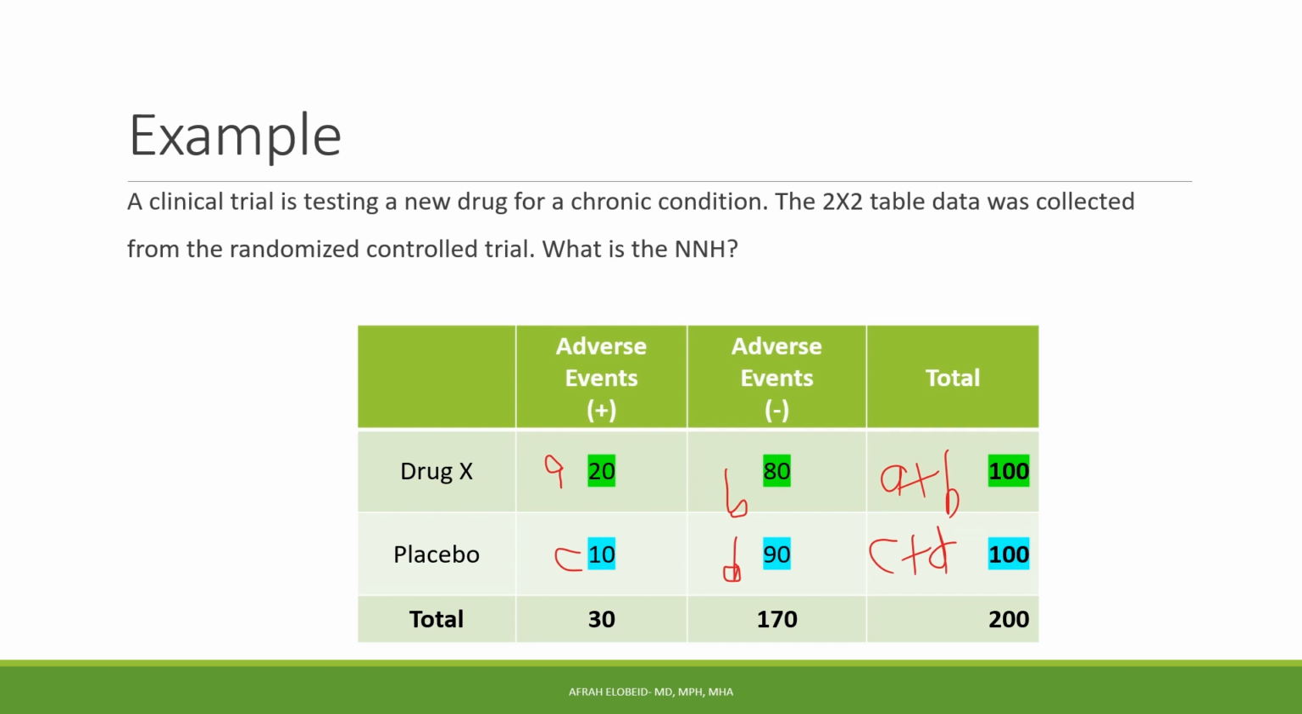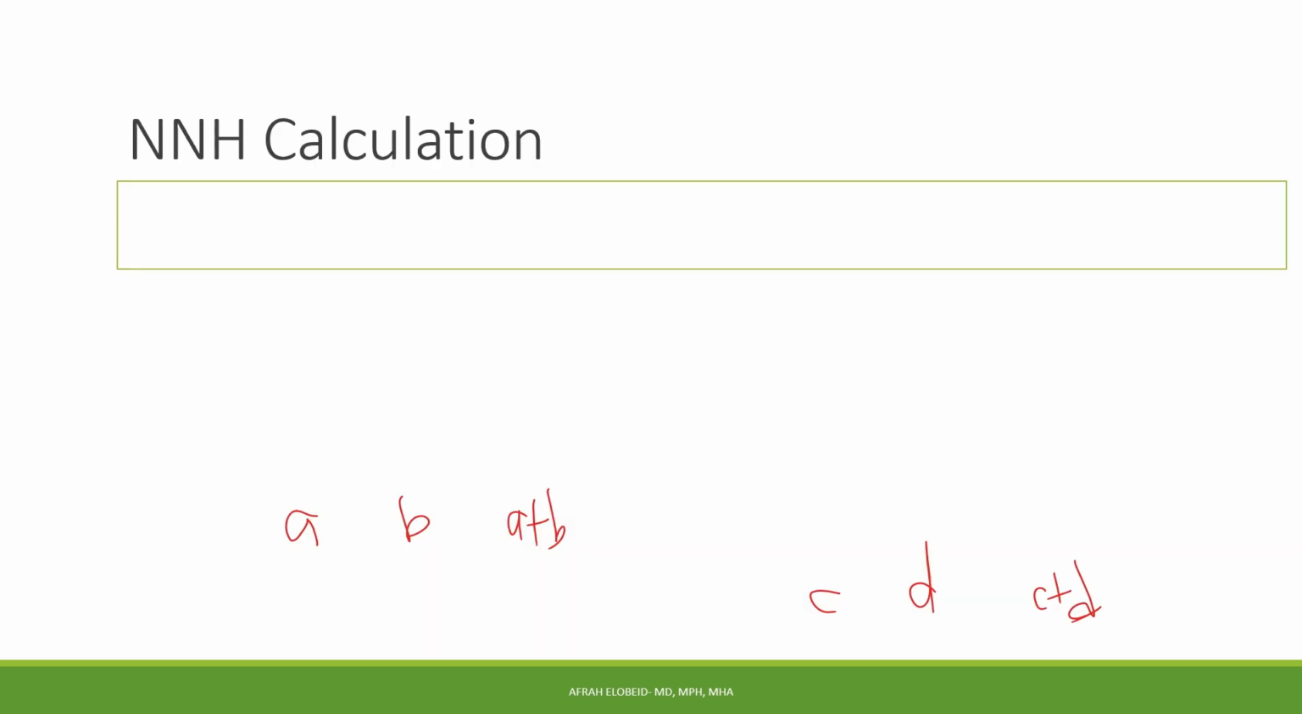So in a new drug or a new intervention, we will be looking for a harm, which might be an adverse event. So this is the outcome in this condition. It's also very important to consider this labeling and to be very accurate when you label your 2x2 table so that your calculation will be correct. So let's do the math.